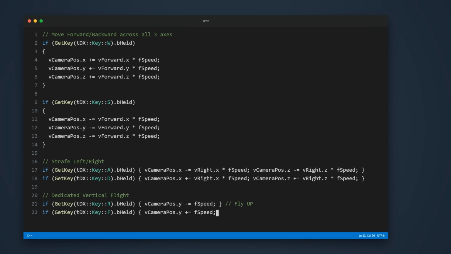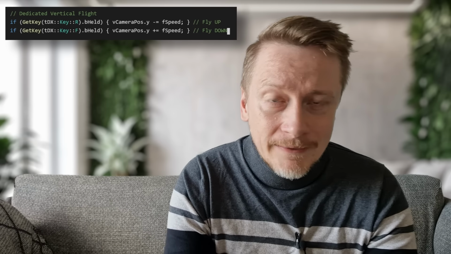But notice I completely ignored the pitch here. By setting the right vector to just cosine yaw and sine yaw, we keep it strictly horizontal. This ensures that when you strafe, you slide nicely across the floor instead of accidentally flying up into the sky or burrowing into the dirt, based on where you are looking. I also added R and F for dedicated vertical flight.